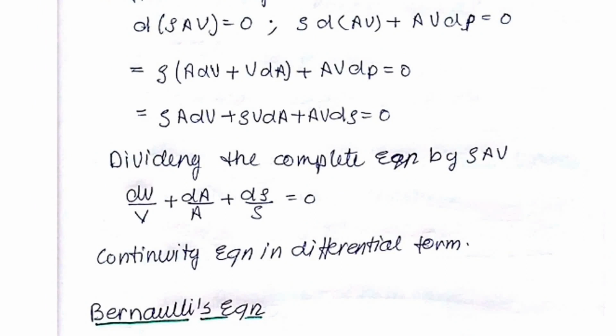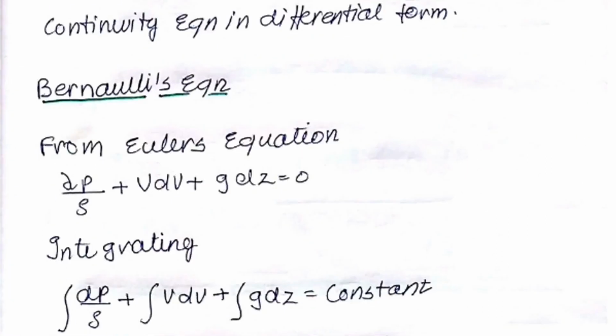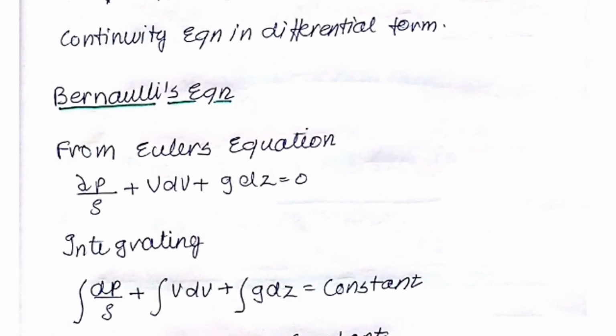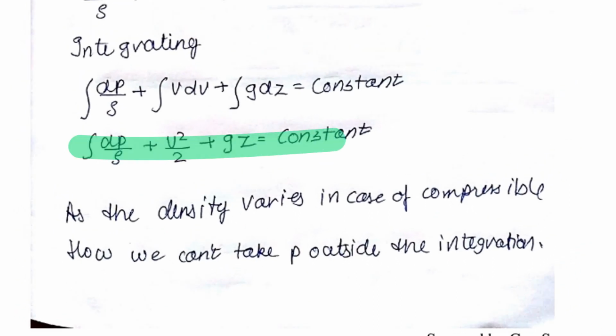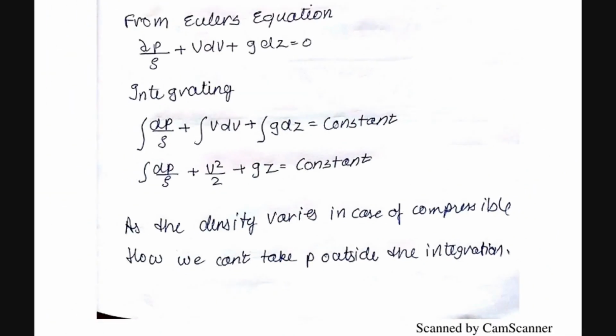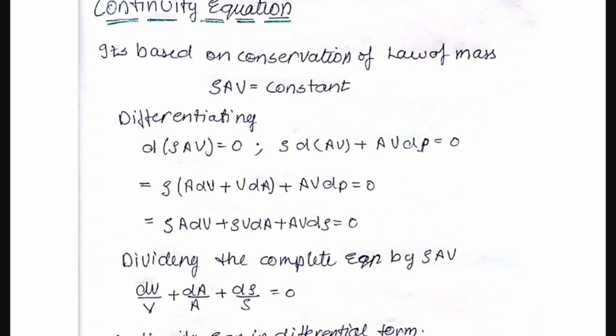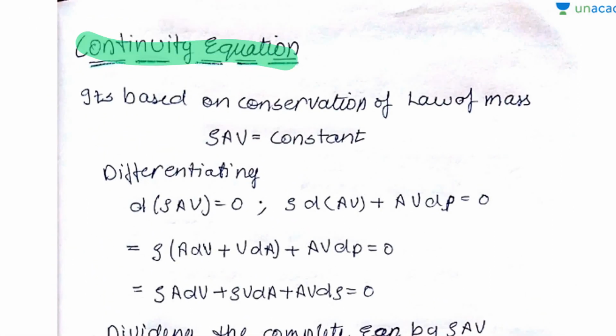So in this, in the end, we'll be finding the continuity equation in the differential form, and for the Bernoulli's equation, we will also find the equation in which the different parts add up to a constant. So first we will understand what the continuity equation is.